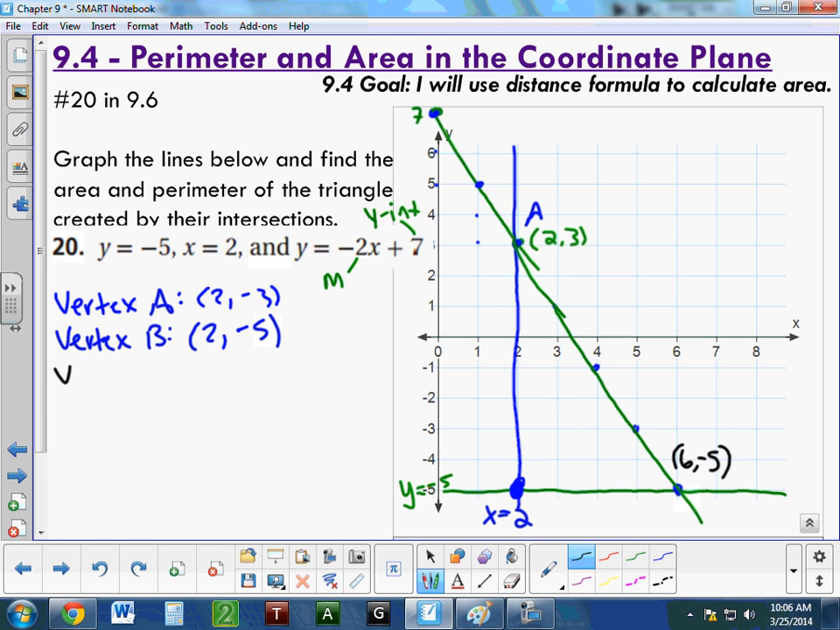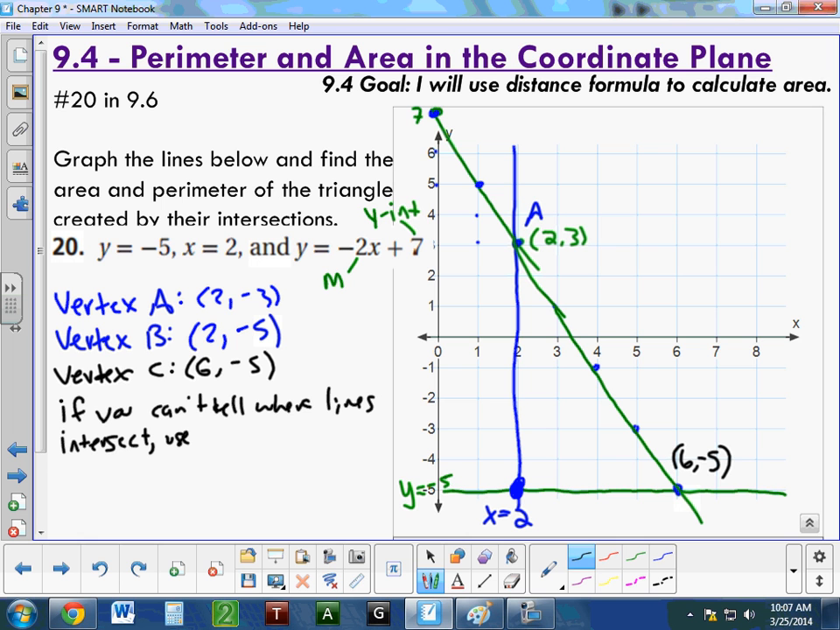So that vertex C is 6, -5. If you can't tell where these lines would have intersected, you could have used a system. So if you can't tell where the lines intersect, use a system.